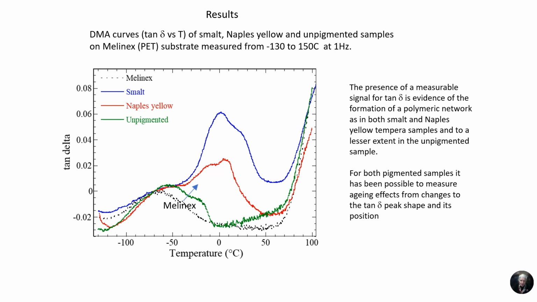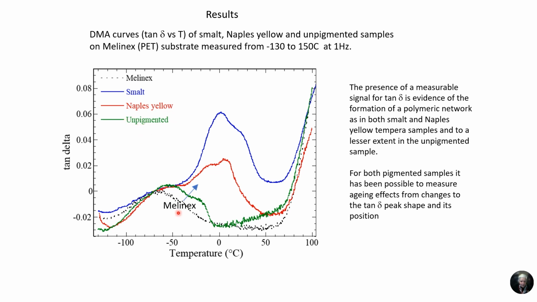So here are some of the results of the DMA curves. And as I mentioned at the start, the Melinex was not optimum, and this is because it has tan delta peaks, and you can see the black dotted line is the low temperature peak for Melinex, the beta transition, and then it goes up to a transition here. So it's really in this window between minus 50 and 70 that we would measure the response of the paint samples that we were studying.